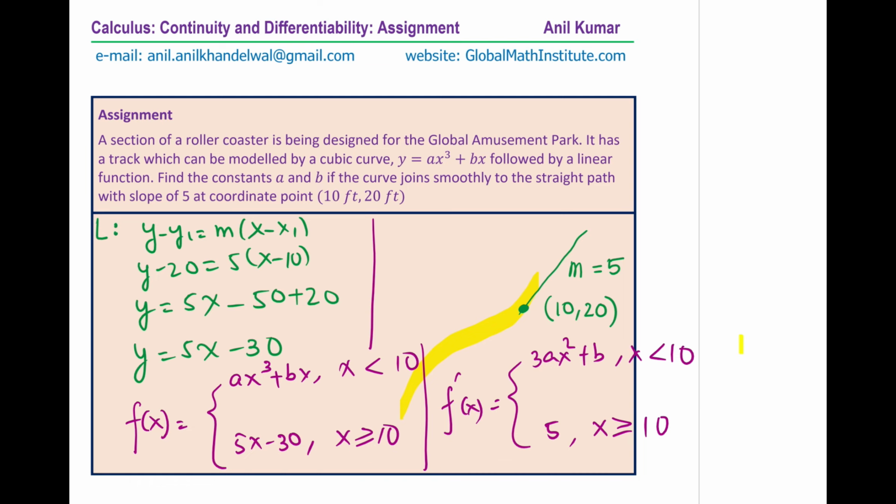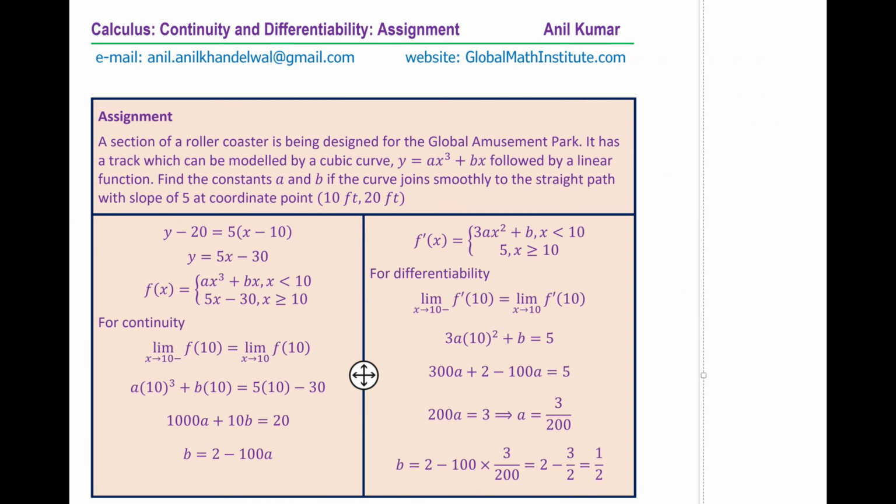Correct? So here is your solution. So we did exactly what I was telling you. So we wrote the equation of the line, which is y equals to 5x minus 30. And therefore, the function is ax cubed plus bx for x less than 10 and 5x minus 30 for x greater than or equal to 10. Using the continuity principle, the limit from the left side is equal to limit from the right side at 10. Substituting 10 for x, we got our equation as b equals to 2 minus 100a. So go through these calculations, correct?